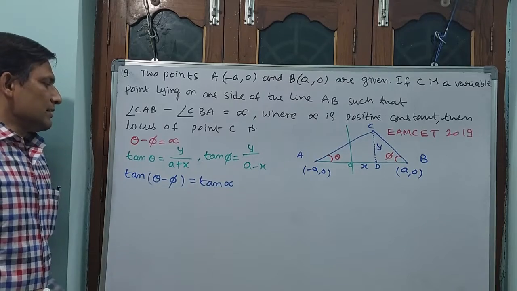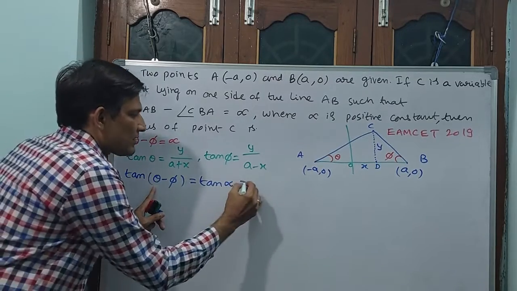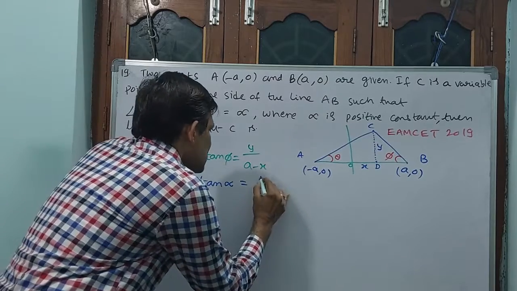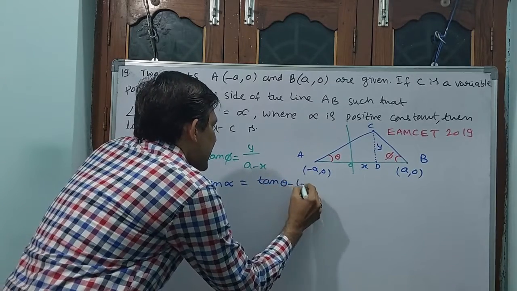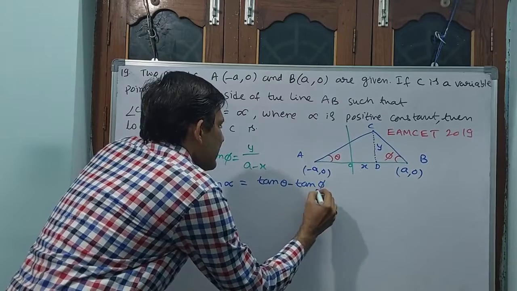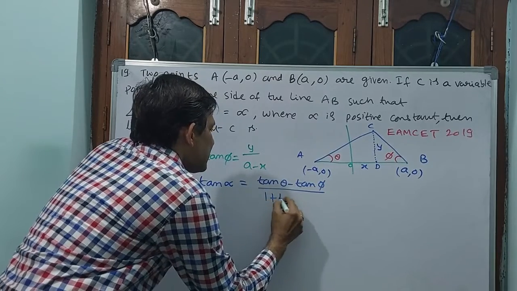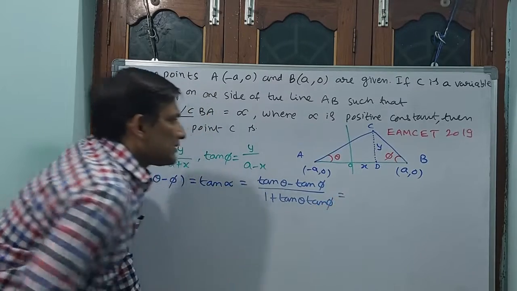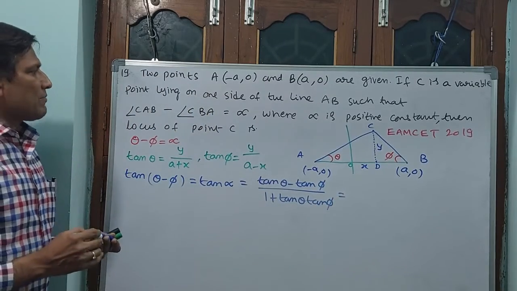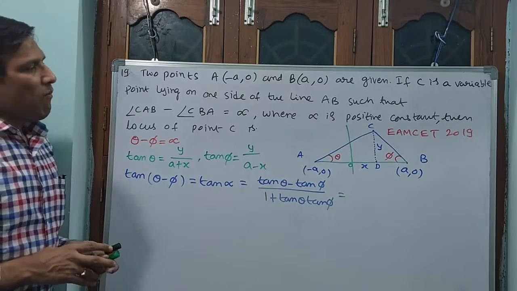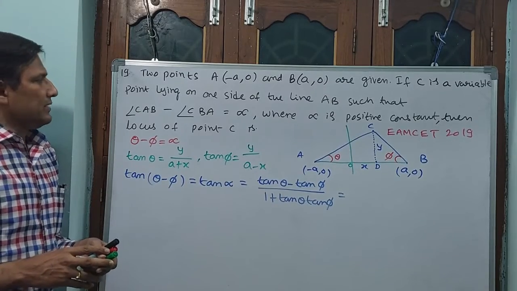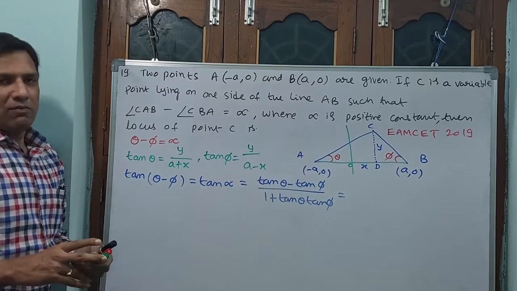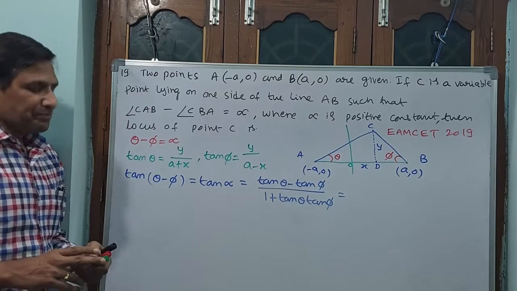Okay. Then what is tan of alpha? Tan of theta minus phi means tan (A minus B). Tan A minus tan B by 1 plus tan A tan B. Write down: tan A minus tan B by 1 plus tan A tan B. Point C they are asking, the locus of point C, with angle alpha.